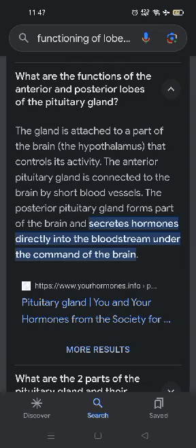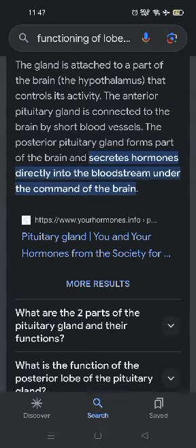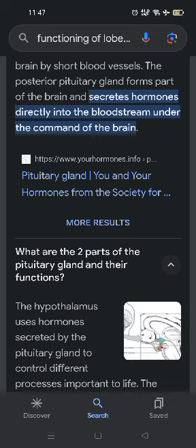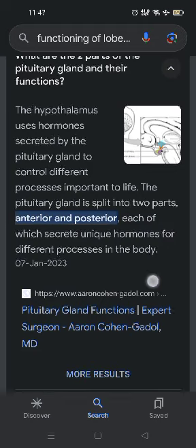The gland is attached to a part of the body, the hypothalamus, that controls its activity. The anterior pituitary gland is connected to the brain by short blood vessels. The posterior pituitary gland forms parts of the brain and secretes hormones directly into the bloodstream under the command of the brain. What are the two parts of the pituitary gland and their function?